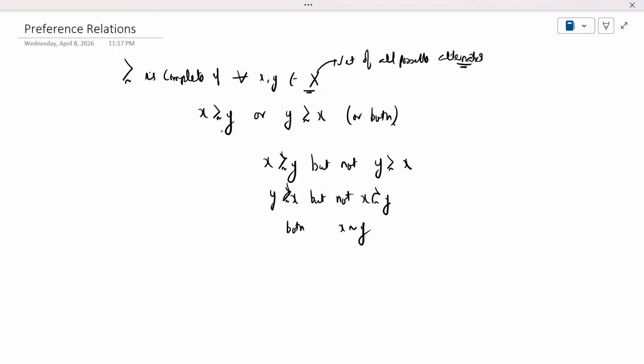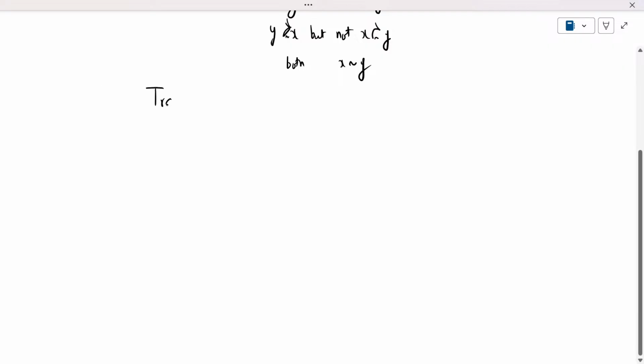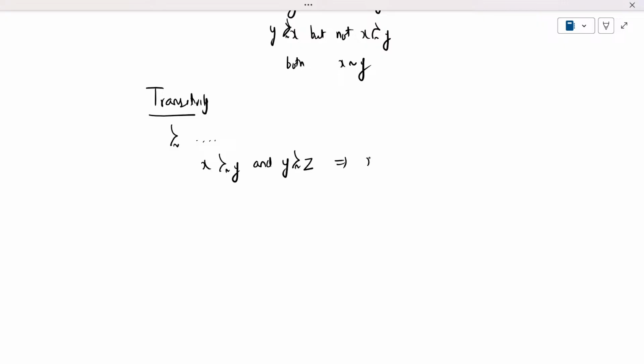Then we come to transitivity. A preference relation is transitive if x is at least as good as y and y is at least as good as z implies x is at least as good as z. So if x is at least as good as y and y is at least as good as z, then x must be at least as good as z. It ensures consistency.